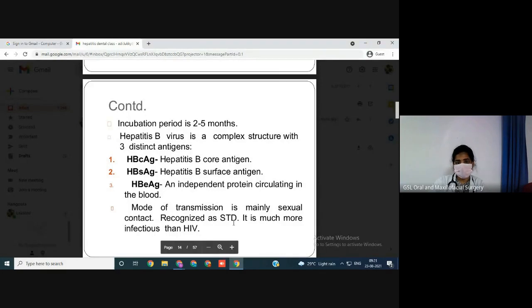Mode of transmission is usually sexual contact. It is considered one of the sexually transmitted diseases.